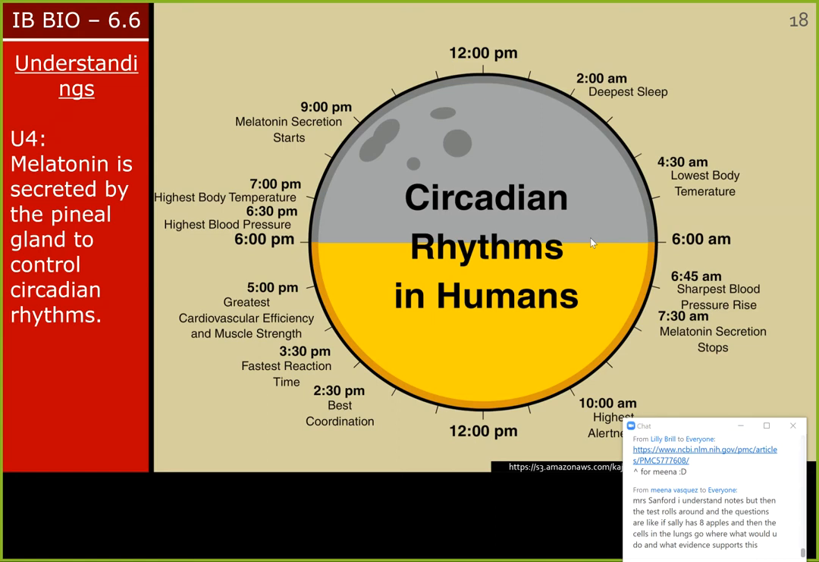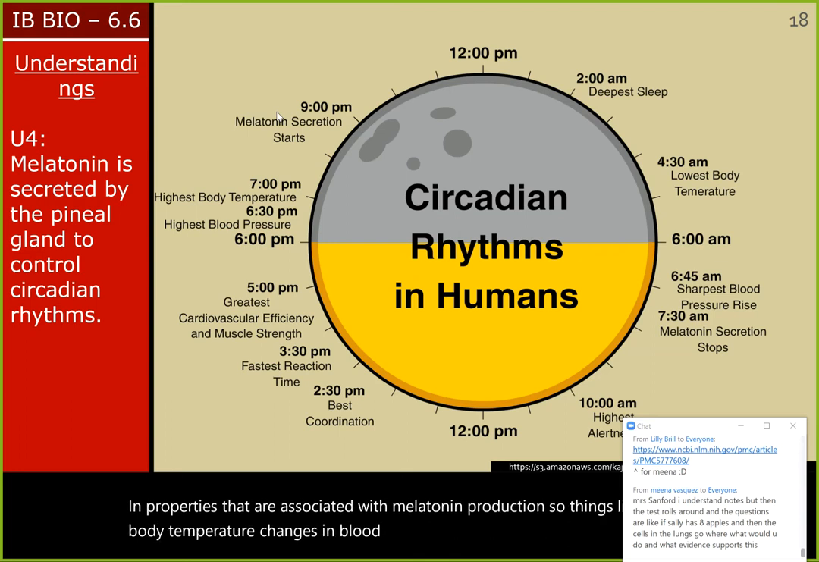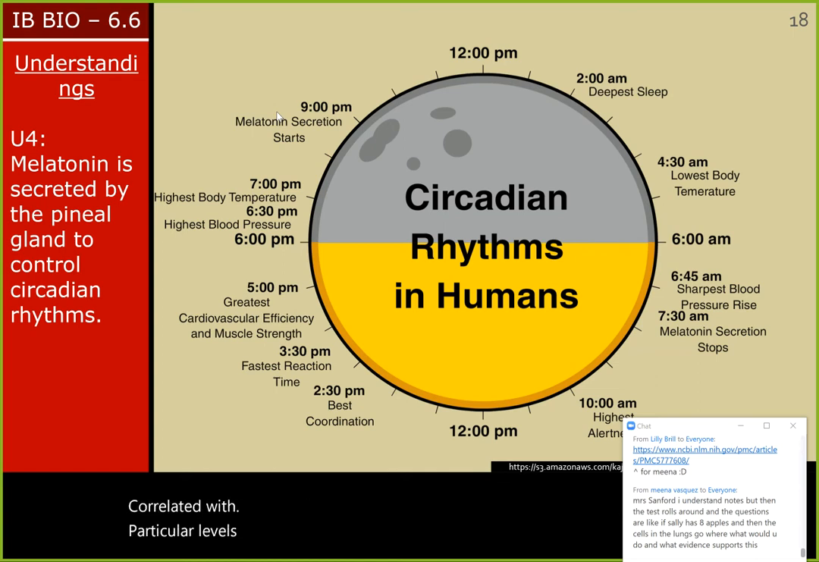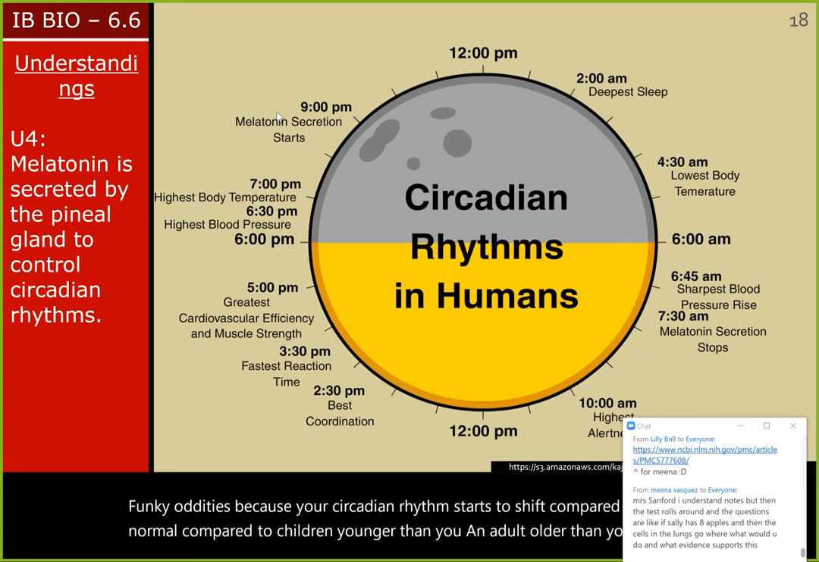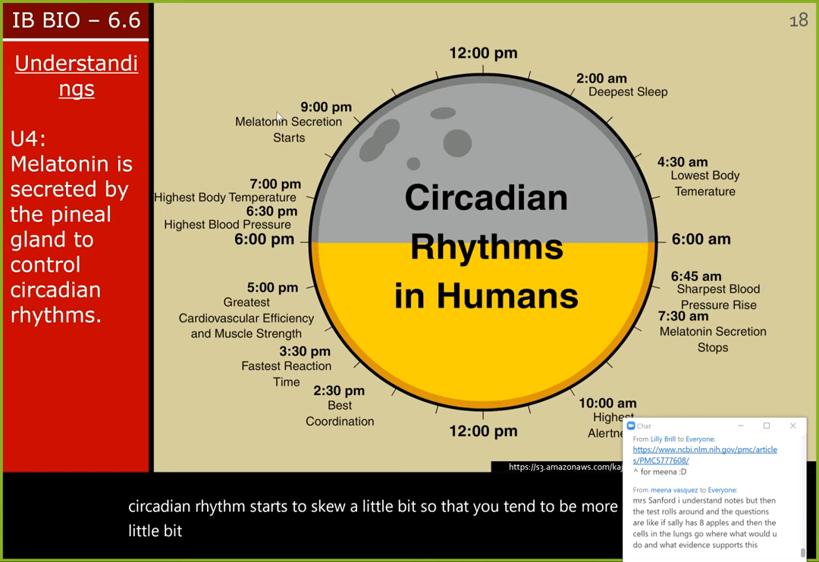So here's just another diagram that shows you different aspects and properties associated with melatonin production. Things like your body temperature and changes in blood pressure are correlated with particular levels of melatonin. Now, teenagers are kind of funky oddities because your circadian rhythm actually starts to shift compared to children younger than you and adults older than you. You tend to be more active a little bit later and tend to sleep in and be more sleepy in the morning.